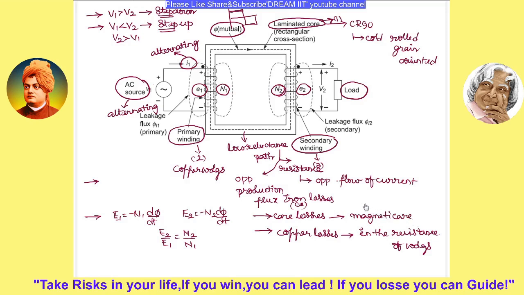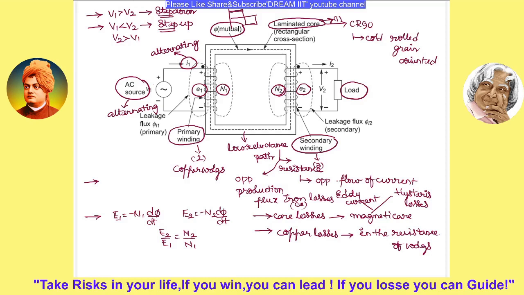And these are the two types of losses. One is the eddy current loss, we will discuss later in detail what is the meaning of the eddy current loss, and here it is the hysteresis loss. These are the different losses appearing in the magnetic core of the transformer. These are the different points which you can note down from the working principle of the transformer.